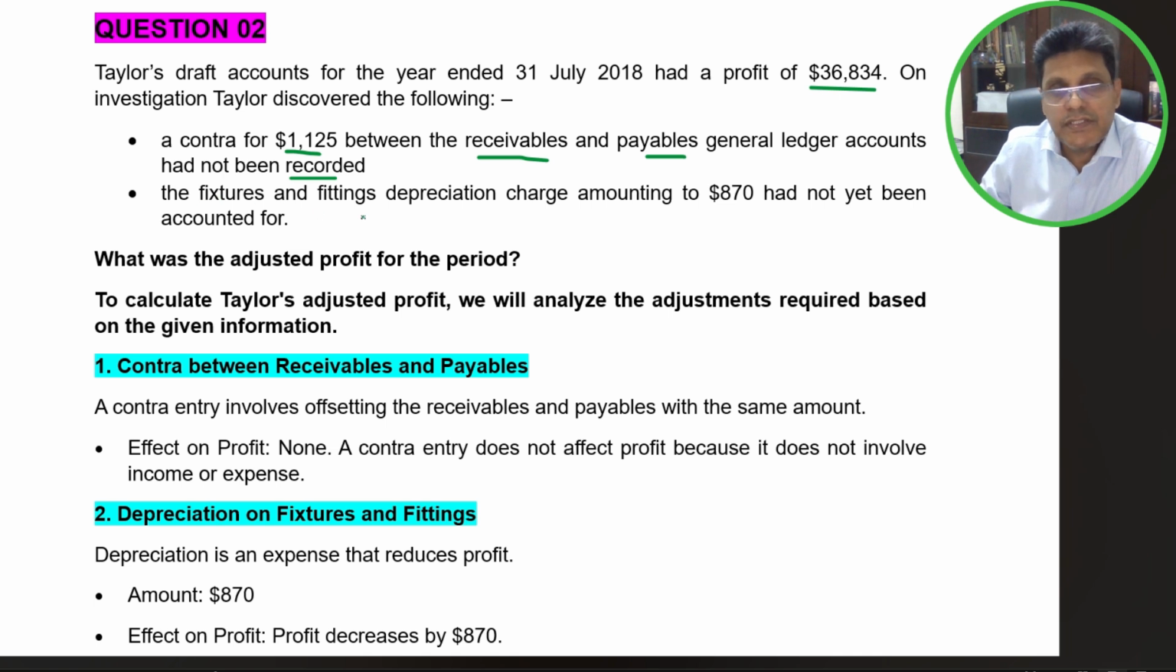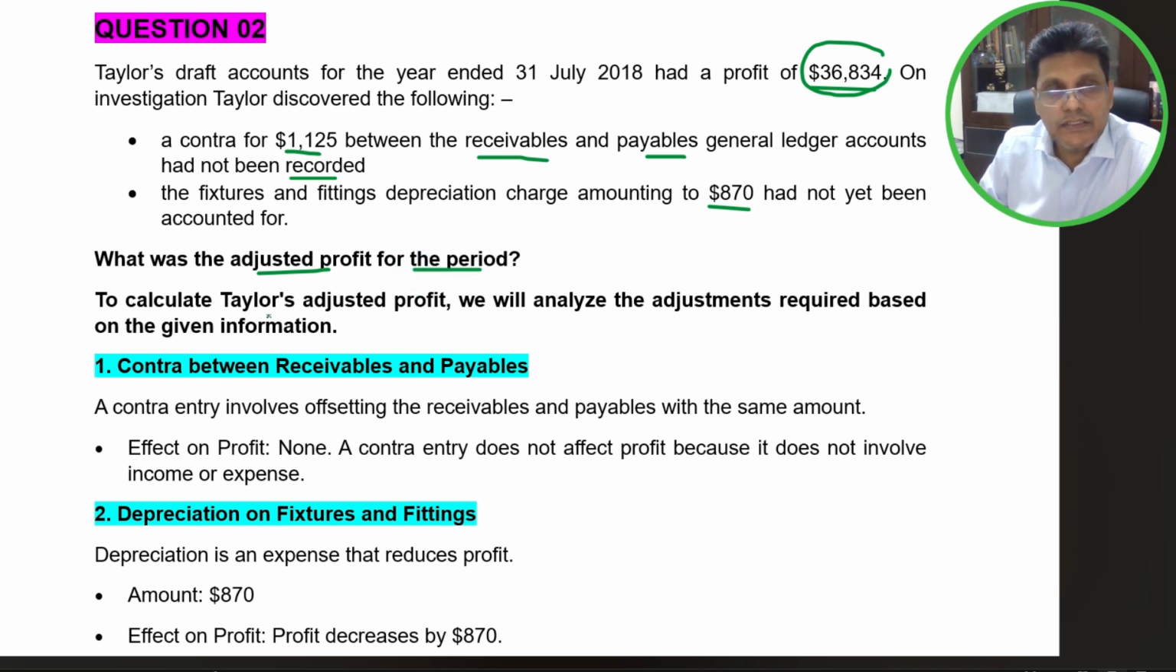The fixtures and fittings depreciation charge amounting to $870 had not yet been accounted for. Okay, so these two entries have not been accounted. So this balance is prior to these adjustments. Okay, so what was the adjusted profit for the period?